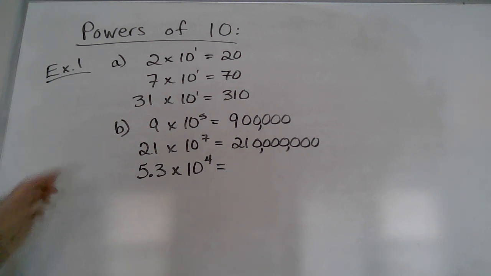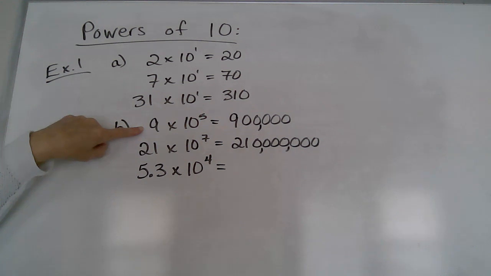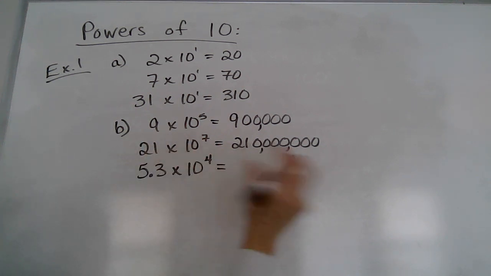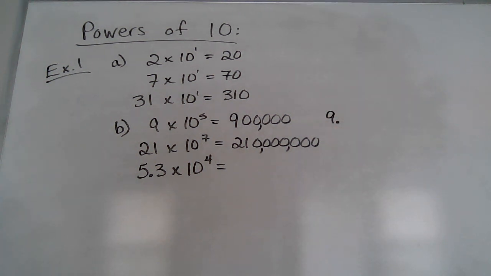So let's go back to this one and talk about another way to look at it besides just by adding zeros. We'll end up with the same answer, but it helps us find the answer to this one. So if we think of this instead as a 9 with a decimal, every time you multiply by a power of 10, you're moving the decimal one place.